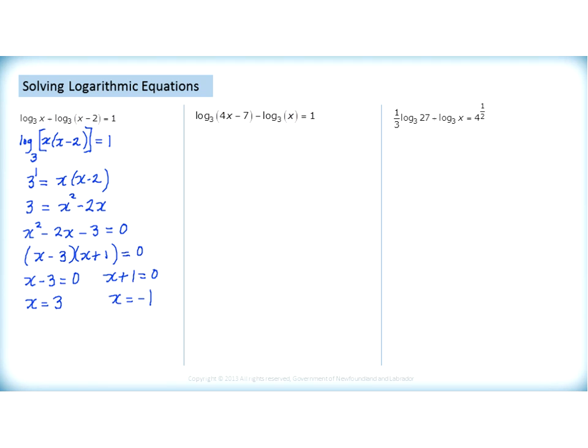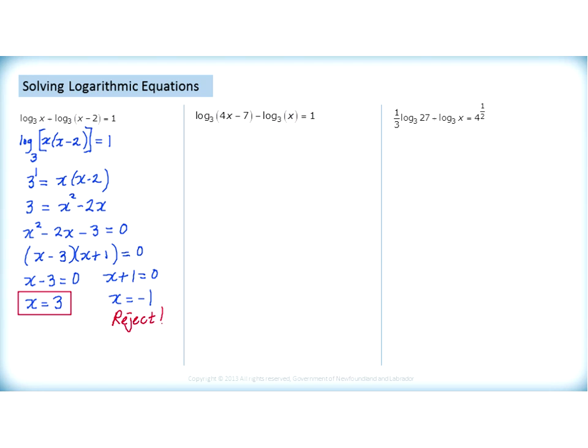Now we need to check for extraneous roots. Extraneous roots are solutions that do not work when substituted back into the original equation. So for example, when x is equal to 3, we are taking the log of 3 plus the log of 1. We are able to do that because you can take the log of a positive number. However, when x is equal to negative 1, you cannot take the log of 0 or the log of a negative number. Therefore, we are forced to reject x equals negative 1. It is considered to be an extraneous solution. So in this example, the only solution is x equals 3.